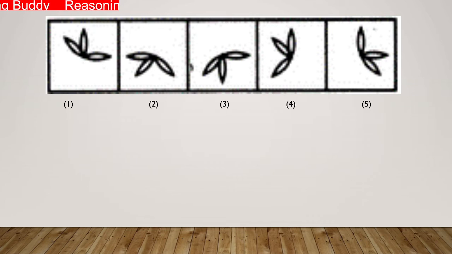Okay, time up. Let me explain this. So what are here? There are 3 leaf shaped objects or figures.